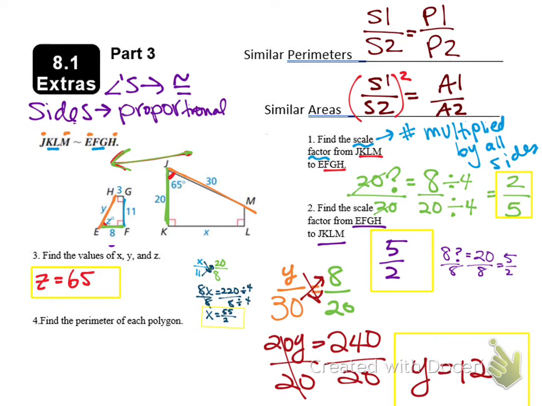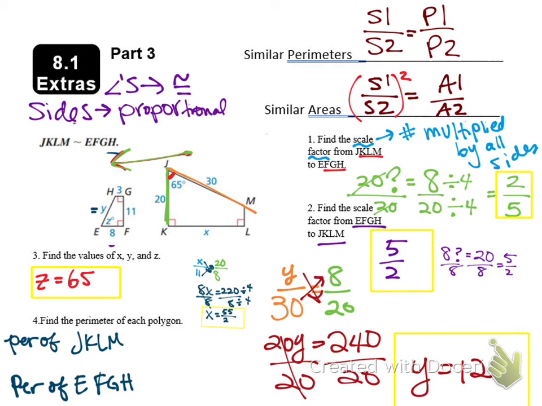It says find the perimeter of each polygon in the fourth question, sorry. So we're going to find the perimeter of JKLM, I'm just writing it in the order they wrote it, and we're going to find the perimeter of EFGH. Okay, so you find the perimeter by doing what? Adding all the sides. Do we know all the side lengths on one of these figures? We do. Which one? Yeah, the smaller one, EFGH.